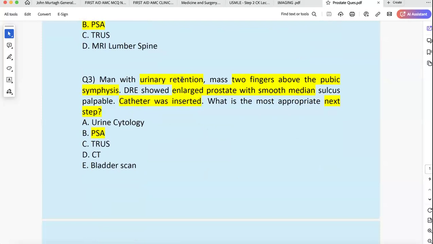Man with urinary retention, mass 2 fingers above the pubic symphysis. DRE shows an enlarged prostate with smooth median sulcus, and you inserted the catheter. What is the most appropriate next step?